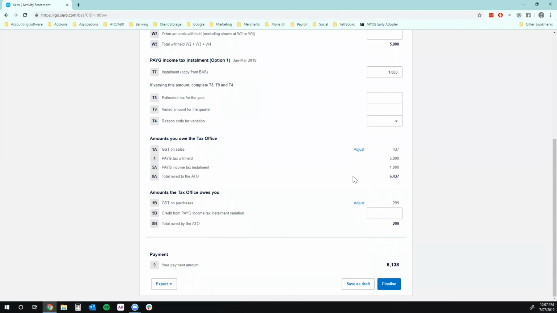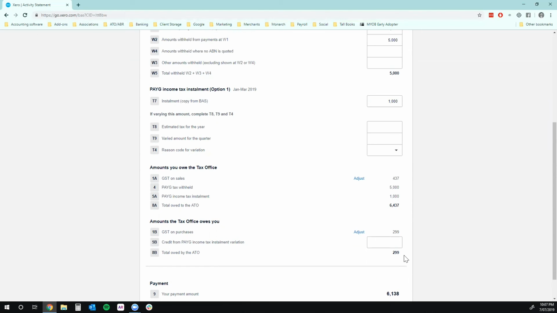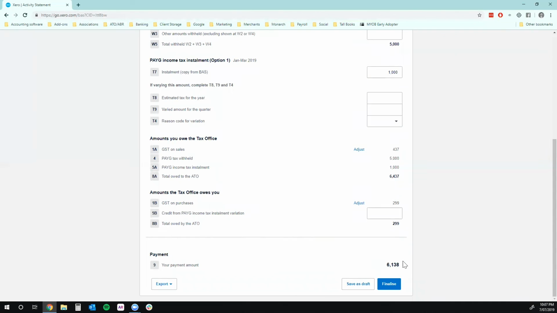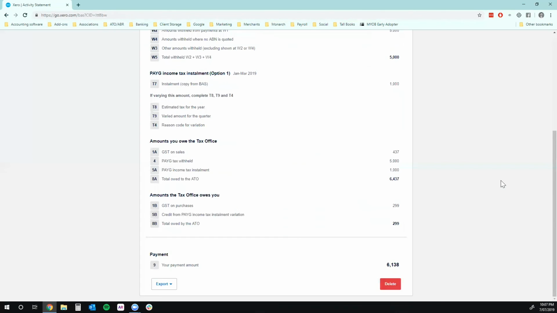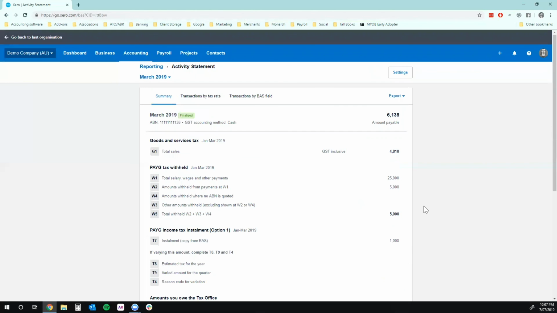Lastly, you want to ensure that you've looked over all of this and that it's accurate and you're happy with it before you finalize it. So we're going to say that we've done all our checks. We're happy to finalize the BAS. What that means now is that this BAS can be lodged to the ATO. Now, this is a demo file, so we can't lodge it to the ATO from here, but you will have an option to then lodge this BAS to the ATO after this step.